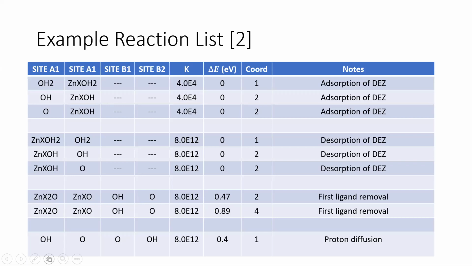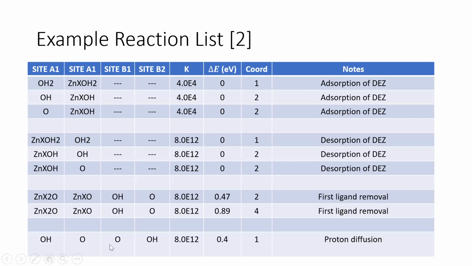The final reaction I'll discuss today is OH to O, and its neighbor goes from O to OH. This is how the simulation counts proton diffusion. So you can see it's just trading that hydrogen back and forth between the two sites.